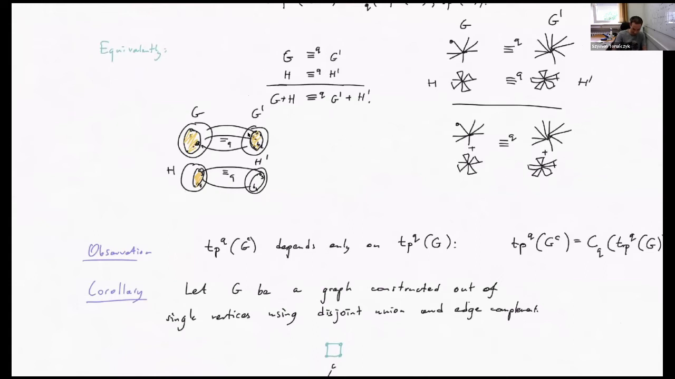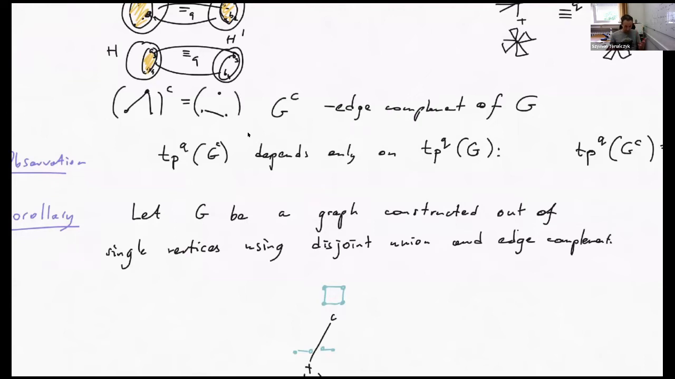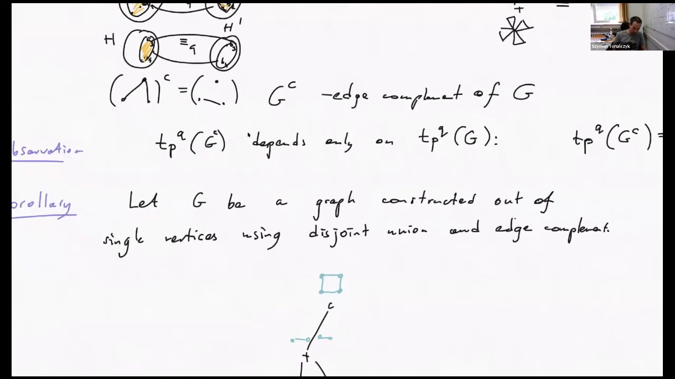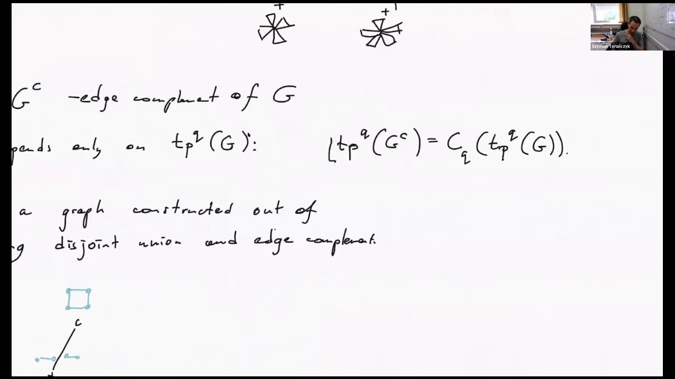Let's have a simple application of this composition method. So observe that there's also a trivial observation, much simpler, that if we know all the formulas, so let's say G^C is the edge complement of a graph. So this means that we replace edges by non-edges and vice versa. So the edge complement of this graph is this graph. So if you know what formulas hold in a graph G, then of course you also know what formulas hold in the complement, because in the formulas you just replace edge by non-edge, by the negation. So the type of quantifier rank Q of the edge complement of a graph G only depends on the type of quantifier rank Q of G.